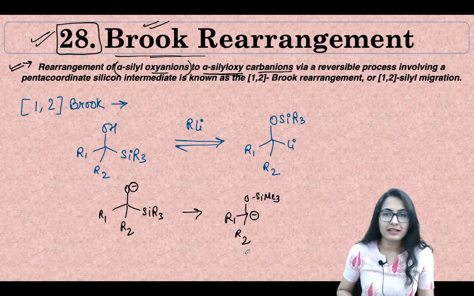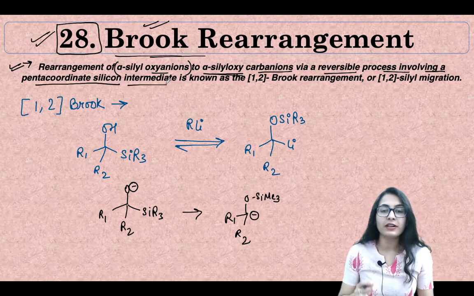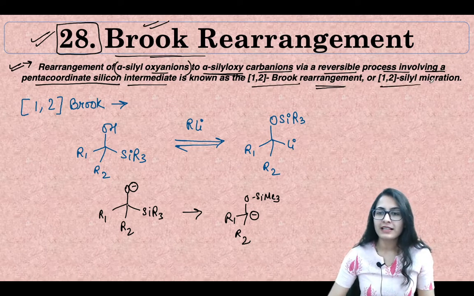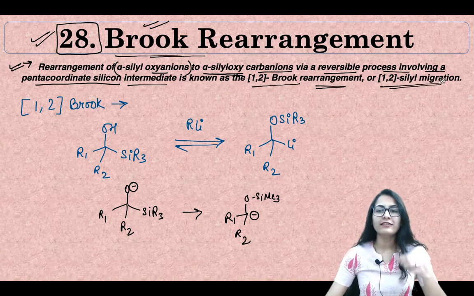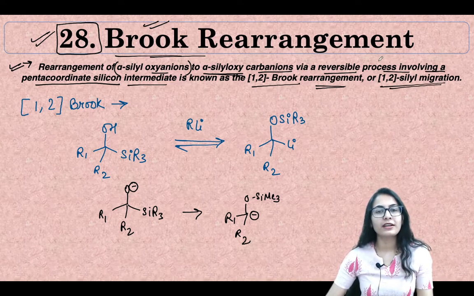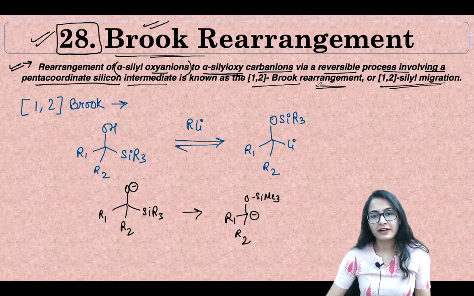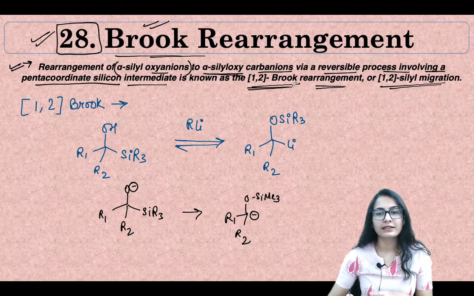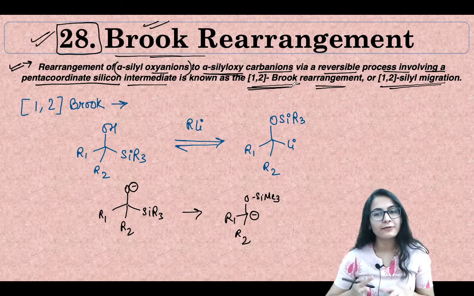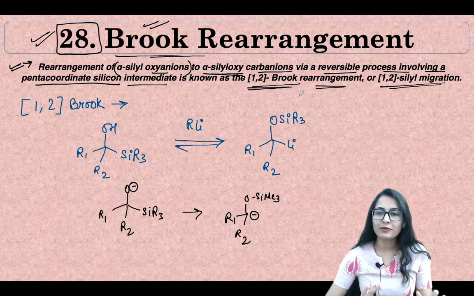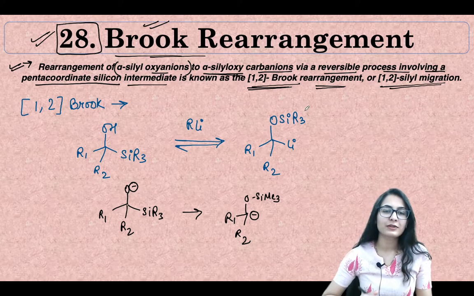So this is your rearrangement basically via a reversible process involving a penta-coordinated silicon intermediate, that is known as the 1,2 Brook rearrangement or 1,2 silyl migration. Now the Brook rearrangement can be for the alpha silyl oxyanion or the beta, gamma and so on. Hence we classify it under 1,2 Brook rearrangement, 1,3 Brook rearrangement, 1,4 and 1,5 also. So we are going to see examples of all of these rearrangements in today's video.